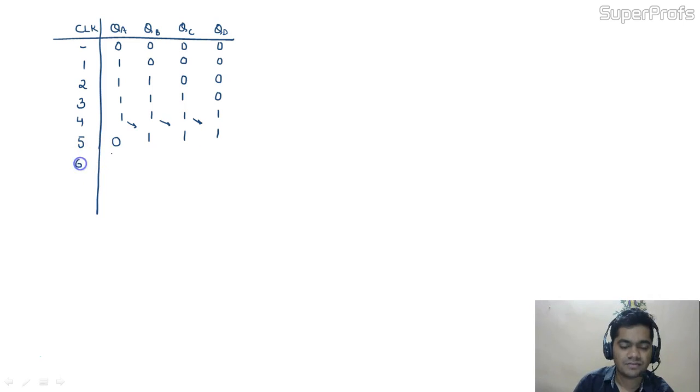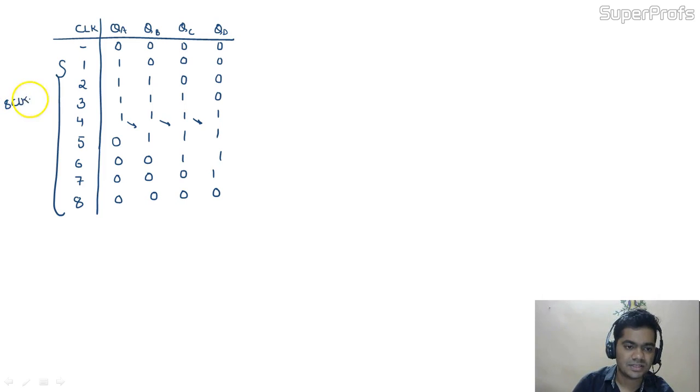Okay, so after the 6th clock pulse, it would become 0, 0, this would be 1, 1. After the 7th clock pulse, it would become 0, 0, 0, 1. And after the 8th clock pulse, it would become 0, 0, 0, 0. So we are able to get the state we had initially. We can see that it requires 8 clock pulses. This required 8 clock pulses to return to its initial state.